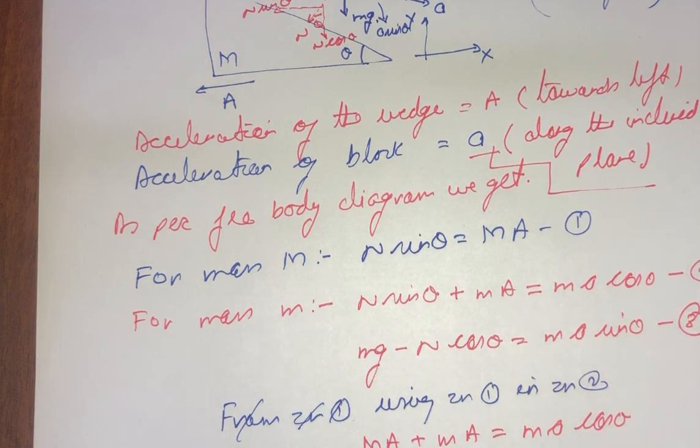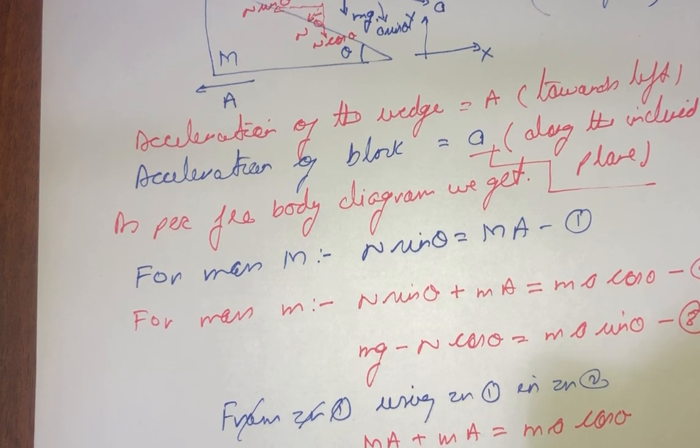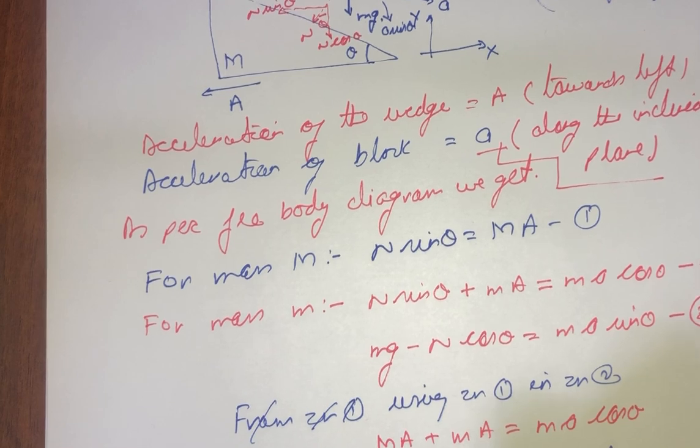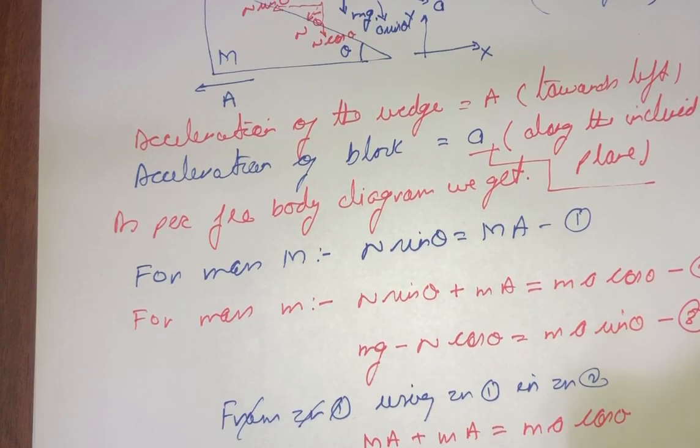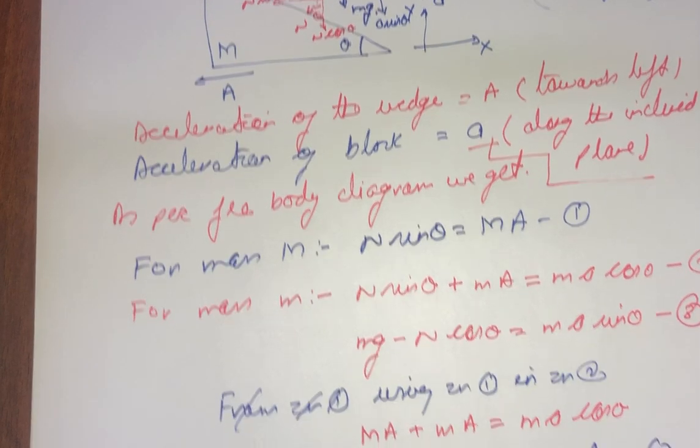From here we can find out what will be our ma. Ma will be equal to capital M multiplied by a plus ma divided by cos of theta. Let this be equation number 4.